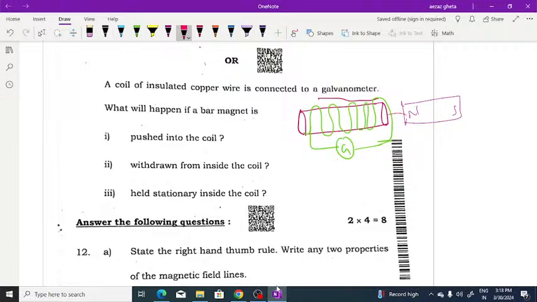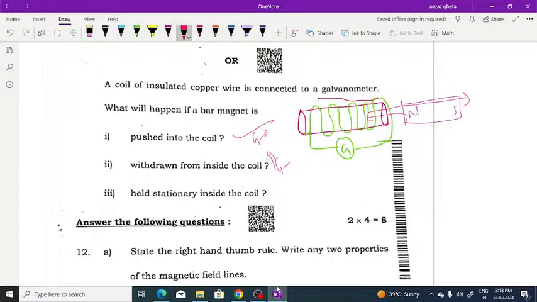When we push this bar magnet into this coil, the galvanometer shows a deflection in one direction. This indicates that current is induced in the coil. When you withdraw the bar magnet from inside the coil, the galvanometer again shows a deflection, but in the opposite direction. This indicates that again current is induced in the coil.